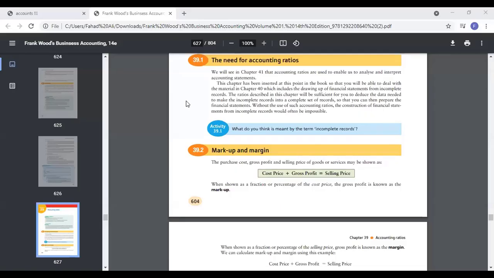Okay. So markup is applied on the cost, as you said, it's correct. And margin is applied on the sales price. Okay. Yeah.